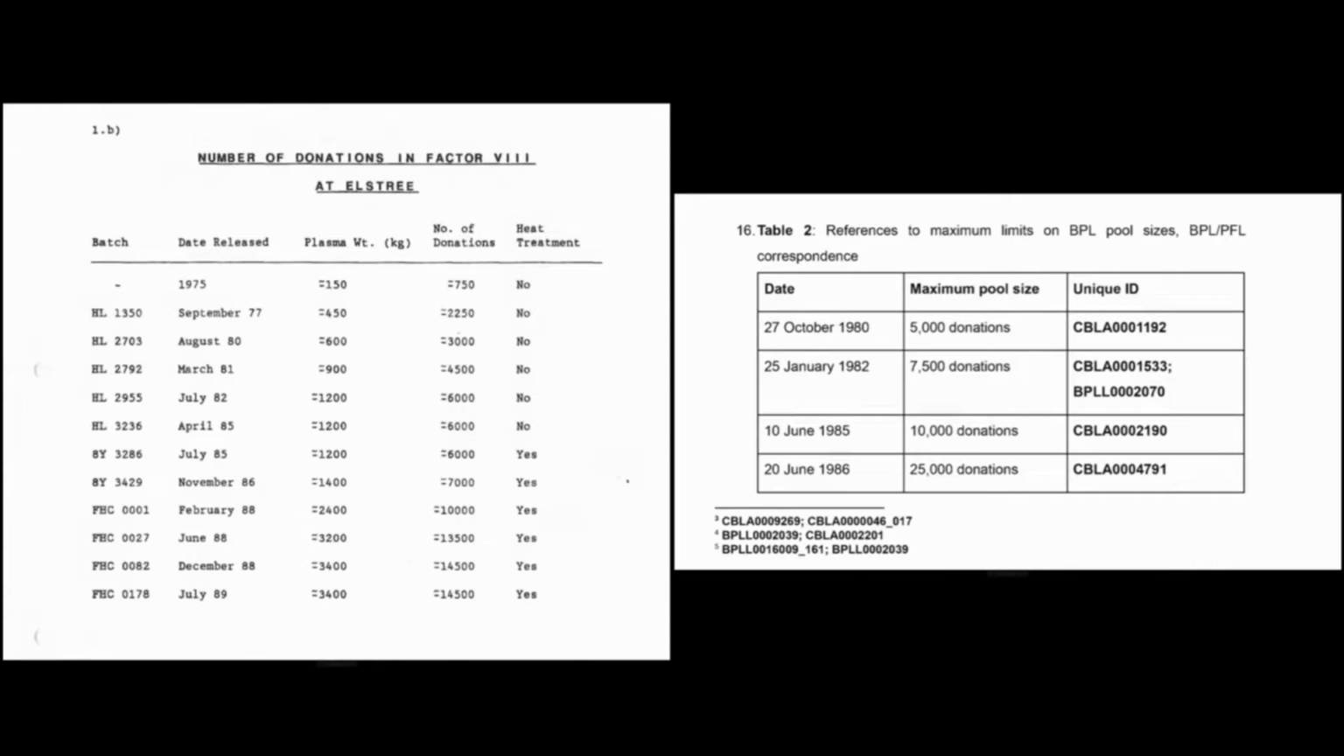The reference for the data about 10,000 donations is a document at CBLA 302190, which you have been provided with. And I'd like to go to that first before coming to the second document, which is CBLA 304791, which is the one that you've just raised with me. This is CBLA 302190 on screen now.